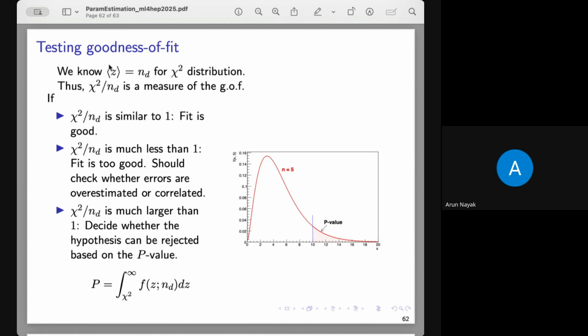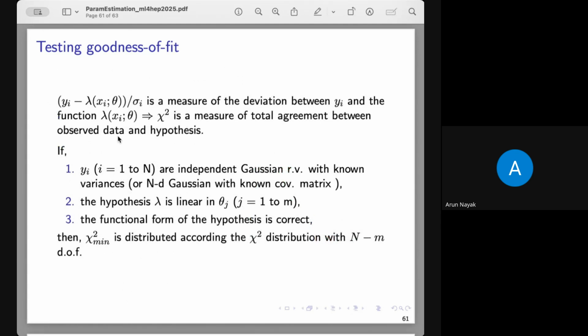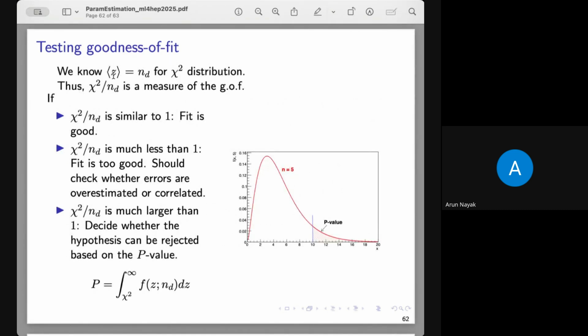So we know the distribution of the chi-square function. For a chi-square distribution, the mean value of z, where z is defined as the chi-square, is equal to the number of degrees of freedom. So if we obtain some chi-square value, we can compute the chi-square per number of degrees of freedom. That will give us a measure of the goodness of fit.